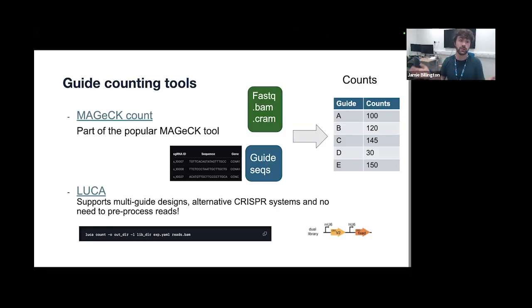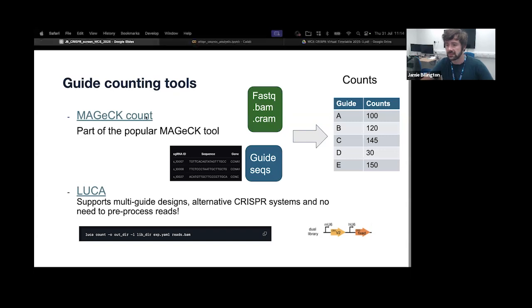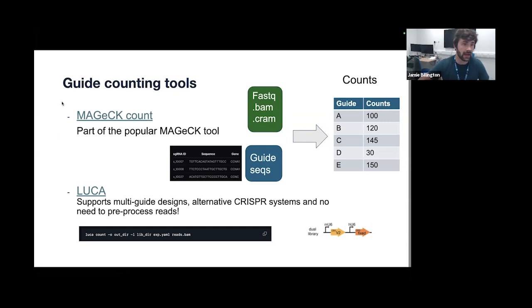So if you want to do a dual guide experiment or a three guide experiment where you have three guides per plasmid, or if you want to use a different CRISPR system, we work a bit with Cas12 and Cas13, which have different PAM sites, different arrangements of where the protospacer is relative to the other parts of the guide. So this can support that kind of stuff too.